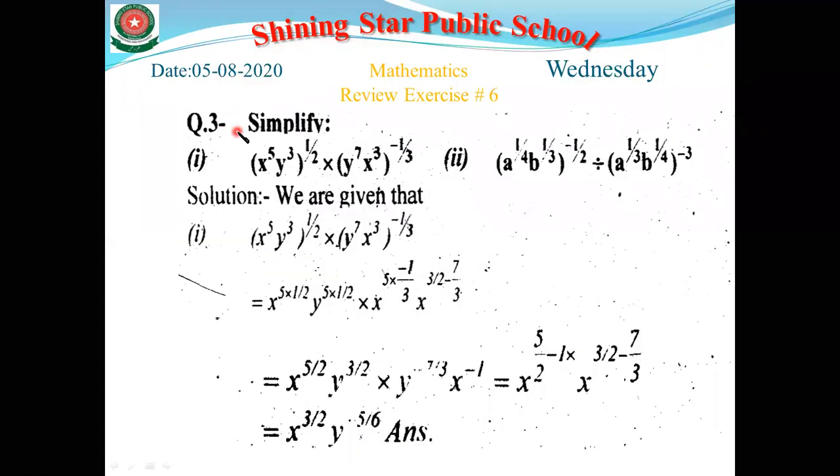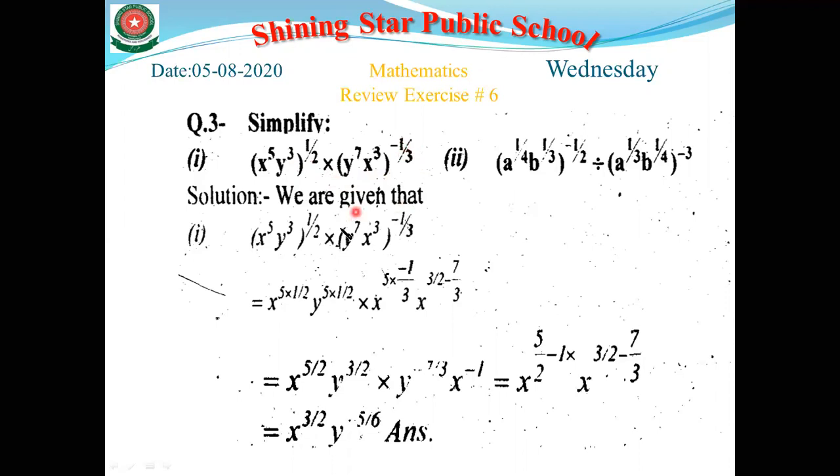Now let's start the review exercise number 6. Exercise 6.5 has a total of 11 questions. So today we discuss questions number 9, 10, 11, and now start the review exercise number 6. So we start from question number 3. In question number 3 we have (x power 5, y power 3) whole power 1 over 2 multiply (y power 7, x power 3) whole power minus 1 over 3.